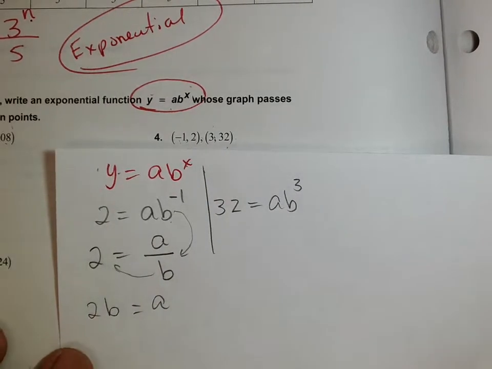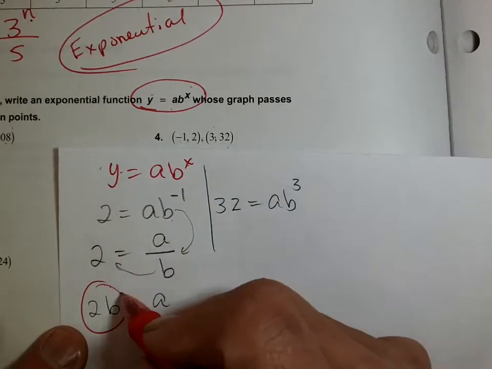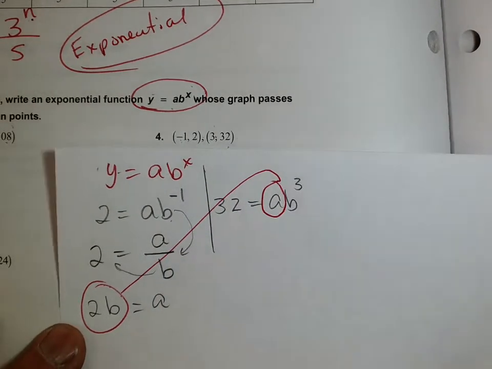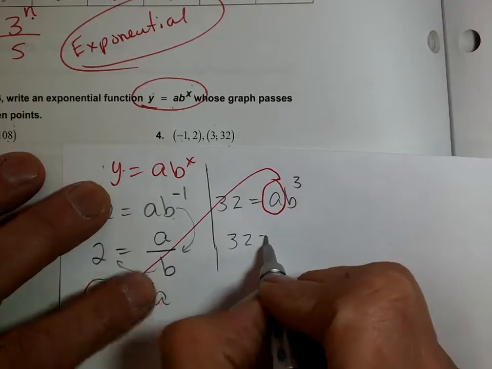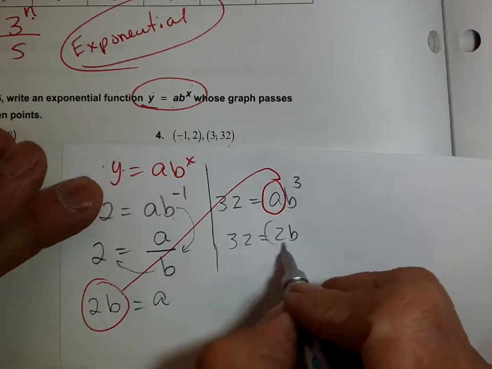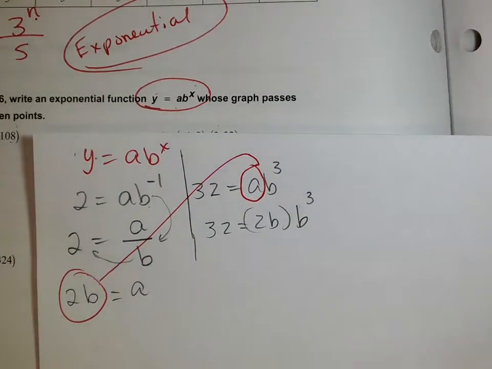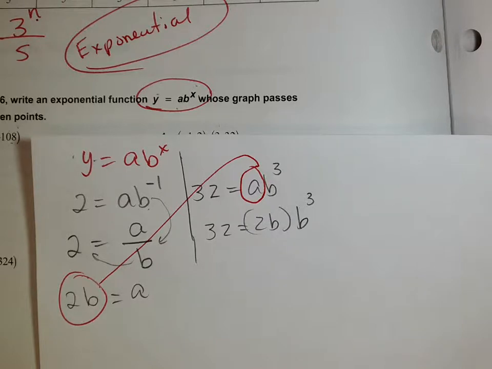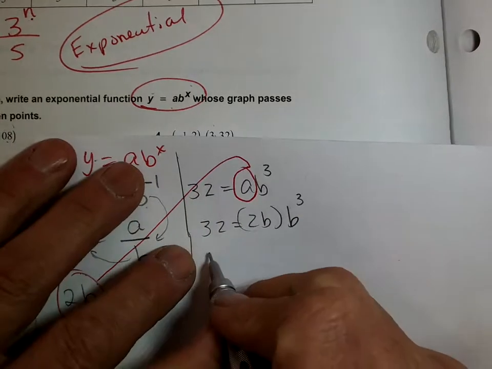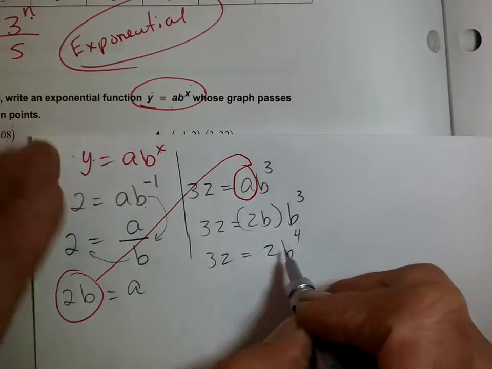Now, I'm going to substitute. So I'm going to take my 2b and I'm going to put it right there. All right, so let's rewrite this as 32 equals 2b times b cubed. All right? Now, since I just have b in my second equation, I can solve for b. So I'm going to go 32 equals 2b to the 4th.